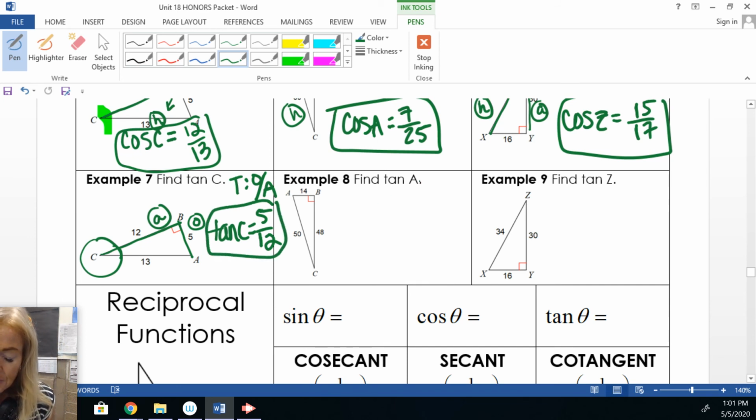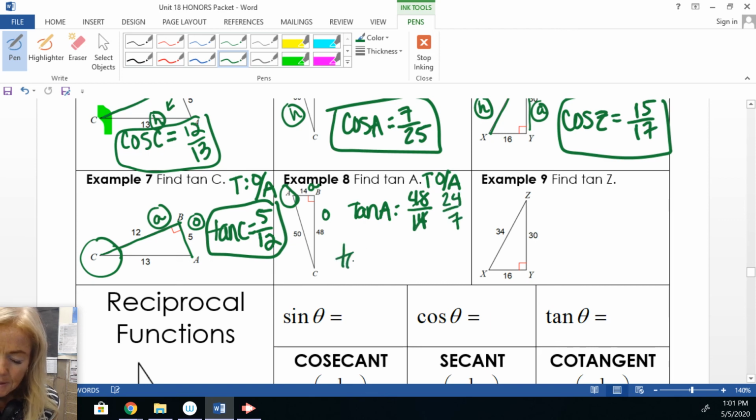All right, so find tangent A. So here's our angle, here's the adjacent leg, here's the opposite leg. So remember TOA, opposite, so we write tan A is opposite, 48, over adjacent, 14. And then simplify, divide out a 2, you get 24 over 7. So tan A is 24 over 7.